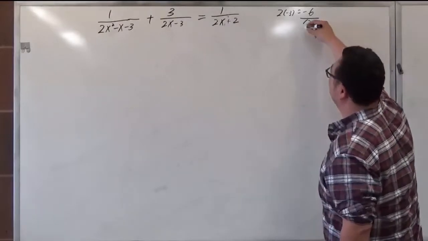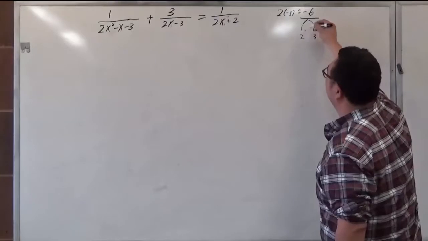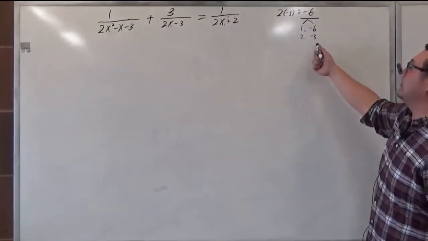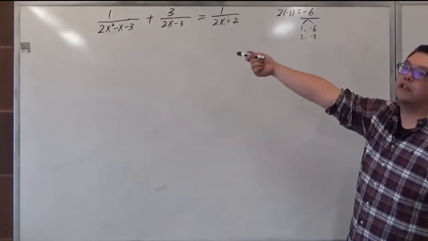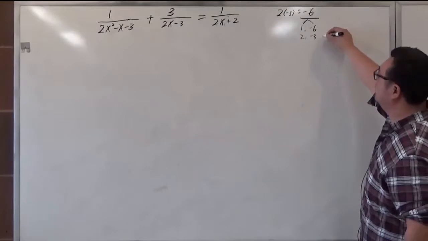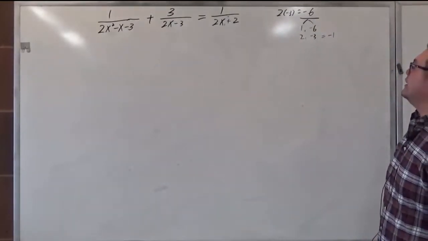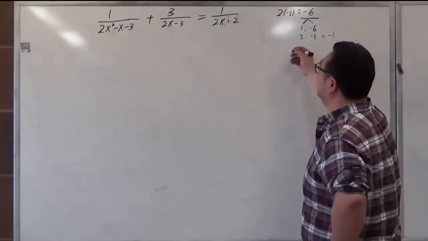For 6, the possible pairs are 1 and 6, and 2 and 3. For negative 6, we have 1 times negative 6 and 2 times negative 3. The negative is the bigger number because the sum we need is negative. So the pair of 2 and negative 3 will give us negative 1, and that is the pair we want.